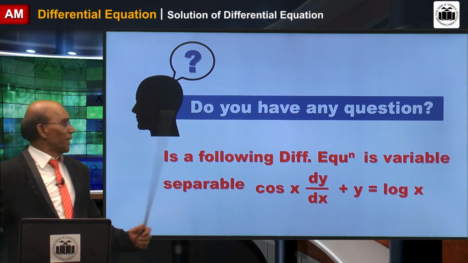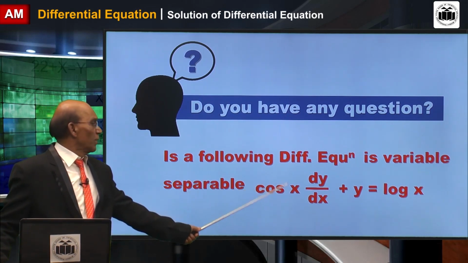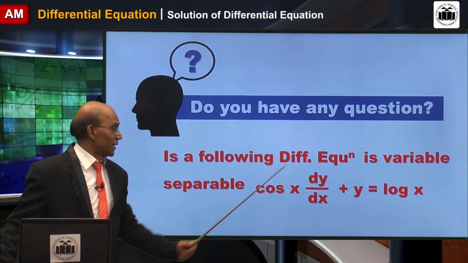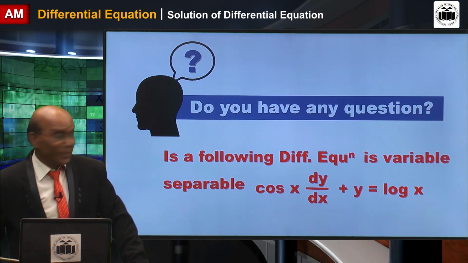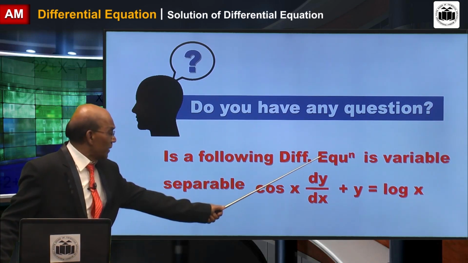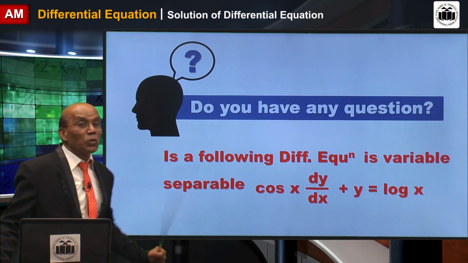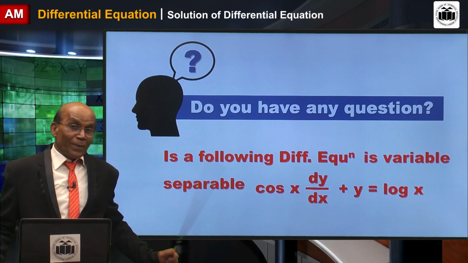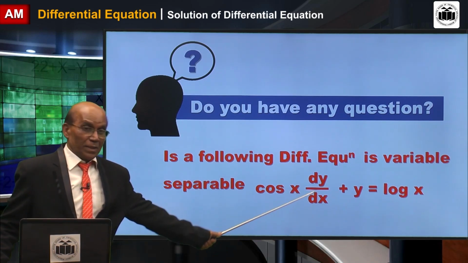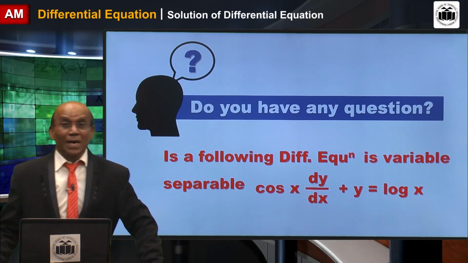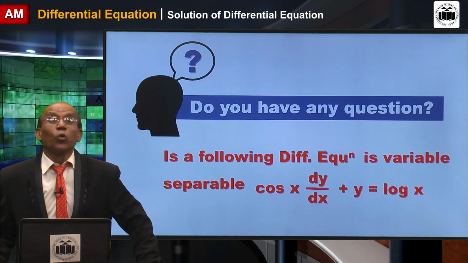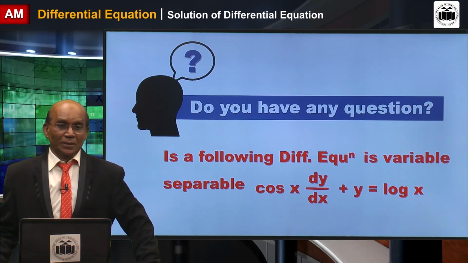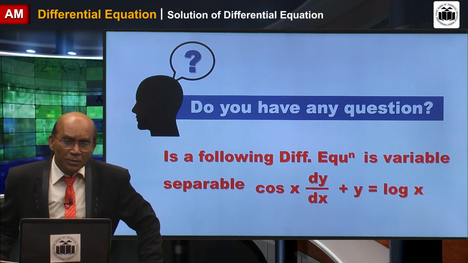This is one of the differential equation, cos x dy by dx plus y equals to log x. And your question is, is the differential equation variable separable? No, because the equation contains three terms, and a variable separable differential equation contains only two terms. Are you followed, or are you satisfied? Yes, sir. Thank you.